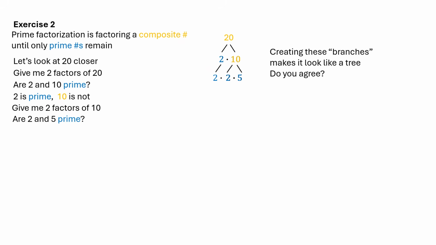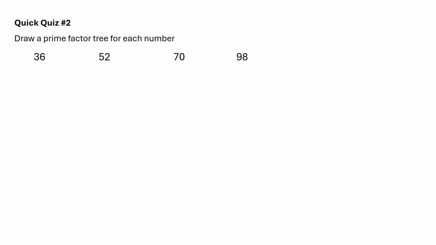This should be on your handout sheet that you should have gotten from your recruiter. Creating these branches makes it look like a tree. Don't you agree? What if I use different factors for my number? You could have used 4 and 5, but honestly, you'll actually turn out and get the same numbers.